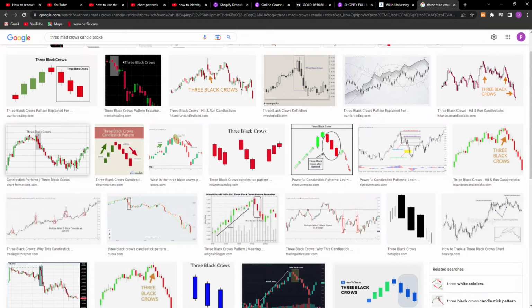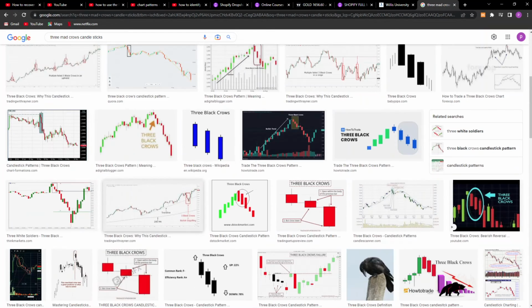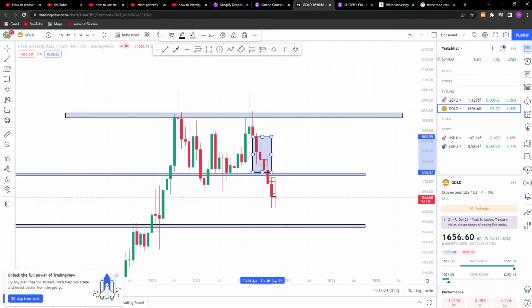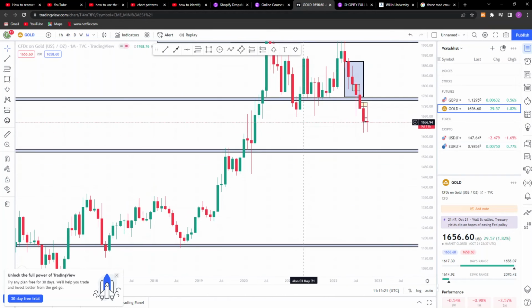People treat candlestick patterns the wrong way, but if you use them on a higher time frame, 3 black crows, you see, 3 black crows. So this one right here is called the 3 black crows. I would have been writing the names, but as I'm saying it, I believe you can spell it.